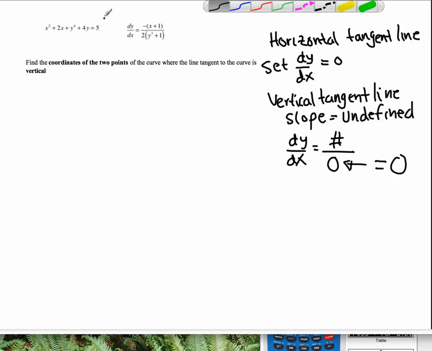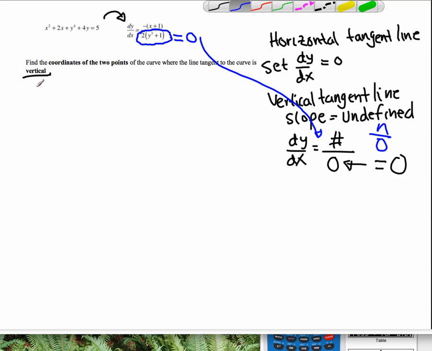So they're telling you that this particular curve has the derivative as negative quantity x plus 1 over 2 quantity y to the third plus 1. So since I want vertical tangent lines, I want to set the denominator of my derivative equal to 0. So this section right here is my denominator. I'm going to set it equal to 0 since I want something of this form, a number over 0.